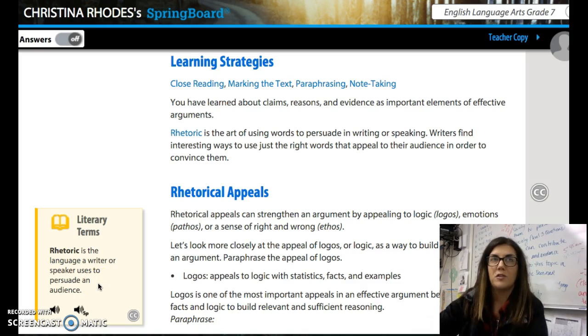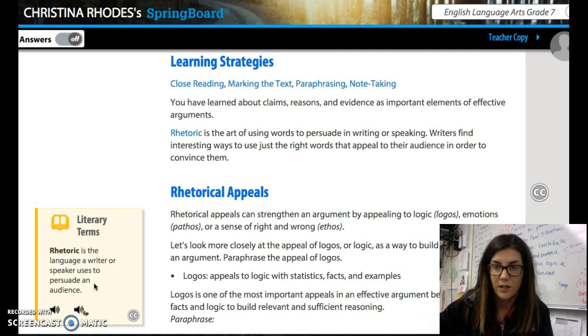Please share with your shoulder partner what logos is. Let's try that one first. I'm going to pause the video. Okay, please share with your partner what logos was. Logos was using facts or logic, okay? Please share with your shoulder partner what pathos is. Share with your shoulder partner now and pause it. Okay, pathos is using emotion to persuade the reader.